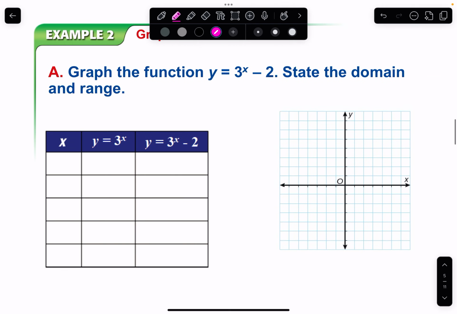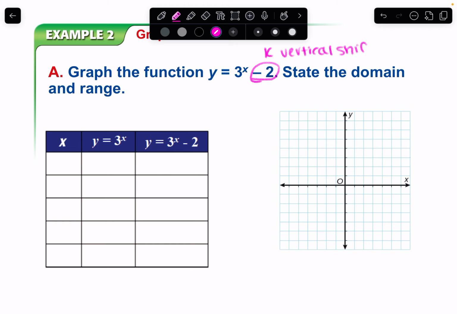So looking at example 2, and you do not have to set up your tables like this. This is kind of just to break it down to show you the process of what's actually happening, instead of having to do both steps at once. So this is asking you to graph the function y equals 3 to the power of x minus 2. The -2 on the outside right here is your k value. K value tells you vertical shift. So where this helps you is you should kind of already know by looking at this how it's going to affect your graph.